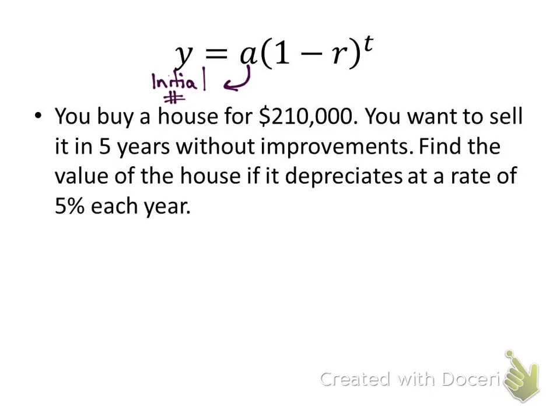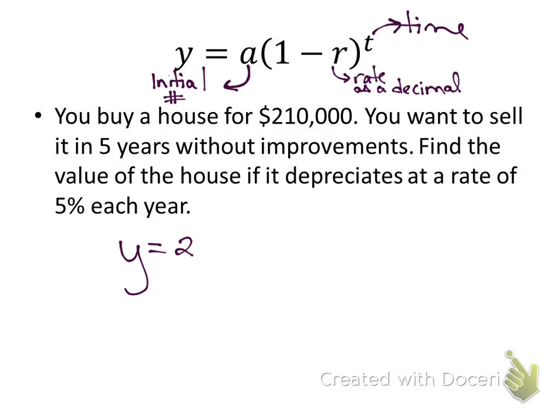Typically we deal with decay if we're calculating carbon dating in chemistry, or some sort of depreciation value. R still stands for rate as a decimal. And then T, still time. All right, so if I buy a house for $210,000, that's my initial amount. That's what I started out with. You want to sell it in 5 years without improvements. So if you don't touch the house at all, find the value of the house if it depreciates at a rate of 5%, so turn it into a decimal, after 5 years.